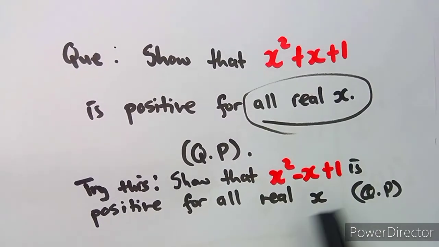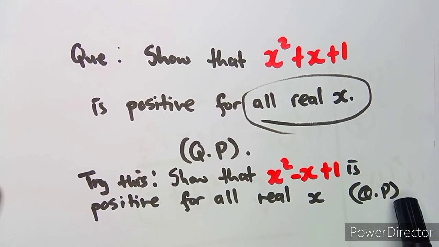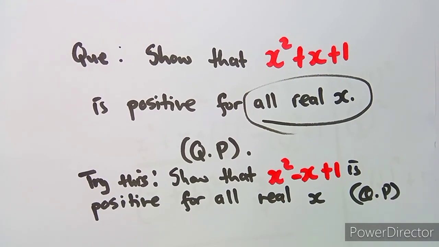So I want you to do the same thing here and see if you are going to obtain a positive expression by completing the square. Then you can conclude that this definitely is going to give us positive values for all the values of x.